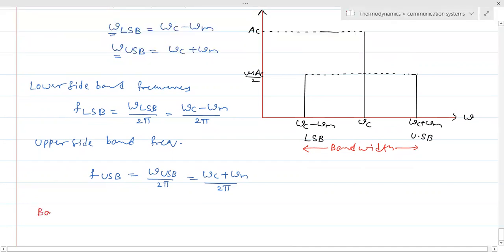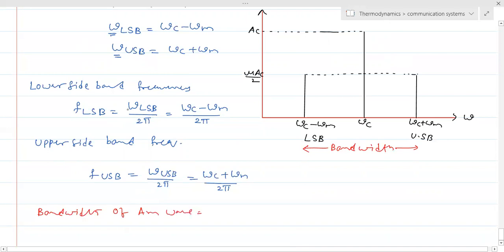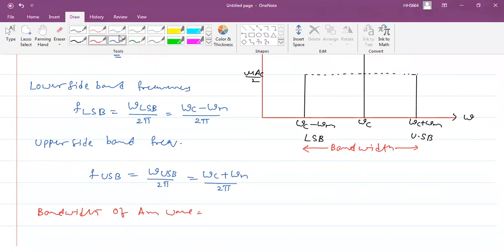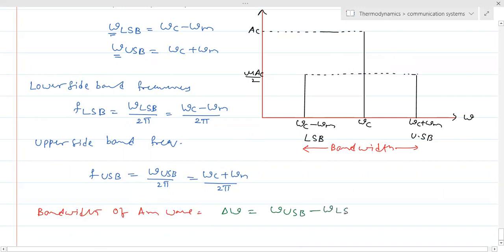So here we are taking the bandwidth of AM wave. Bandwidth of AM wave means the difference: delta omega is equivalent to omega of upper sideband frequency minus omega of lower sideband frequency. So by substituting this, we will get 2 omega_M.